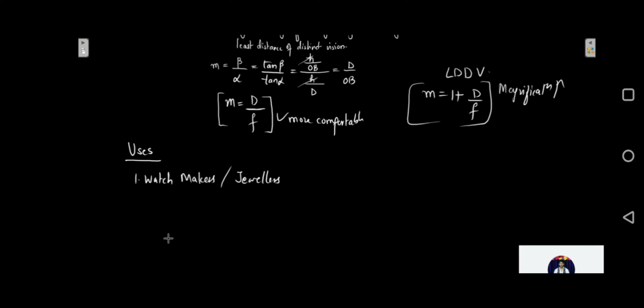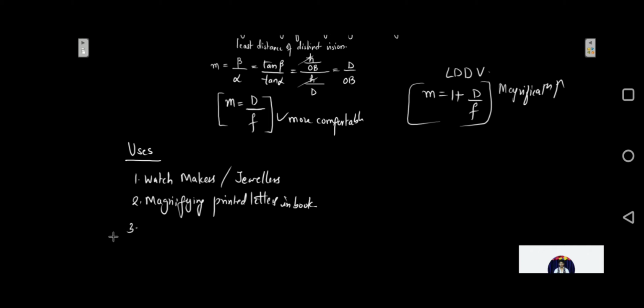The second use is in magnifying the printed letters in a book, or the texture of fiber or threads of a cloth, engravings, details of stems. For magnifying all these things, you can use the magnifying glass or a simple microscope. So basically it is magnifying work.